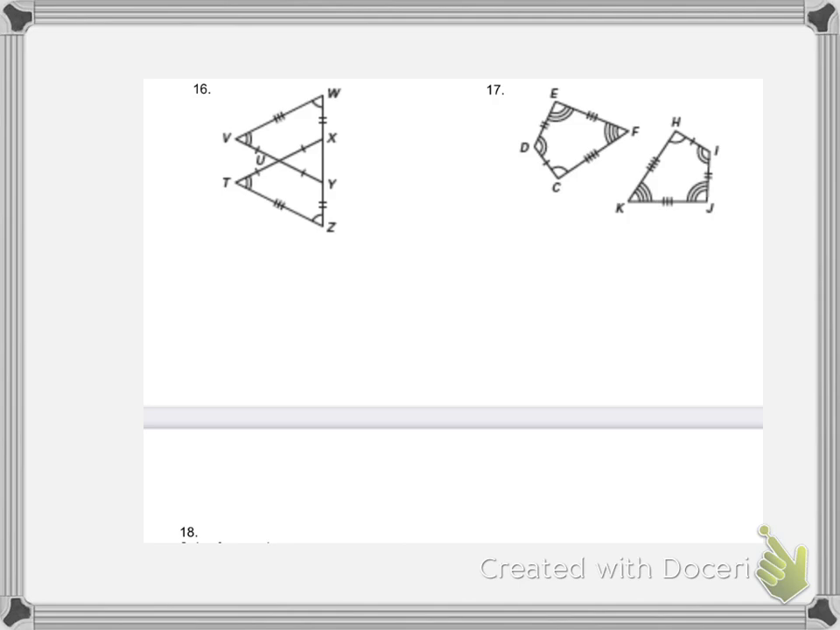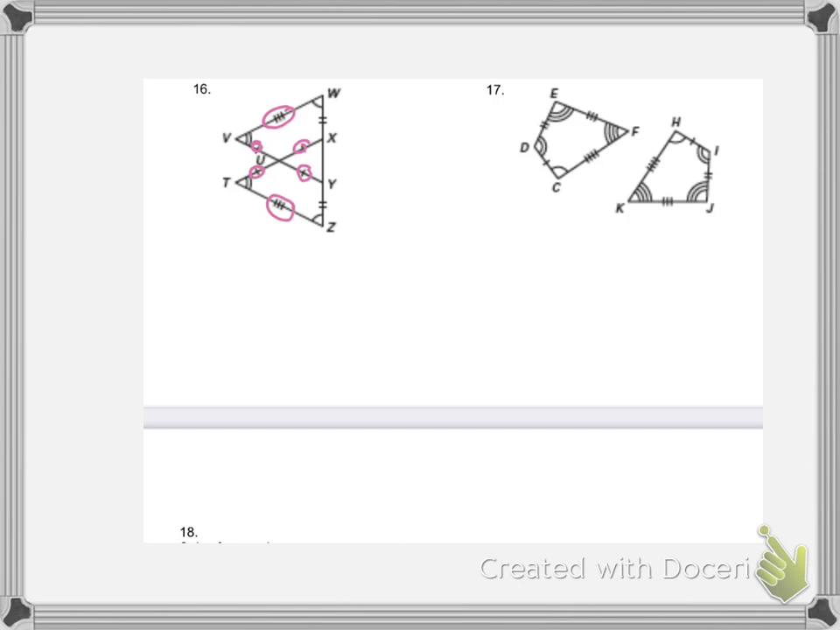Okay, so this number 16 is a stretch. So let's talk about this. I see that TZ is 3, and I see VW is 3. I see that VY is 1 plus 1. So 1 plus 1, and I see TX is also 1 plus 1. Now here's where it gets tricky.